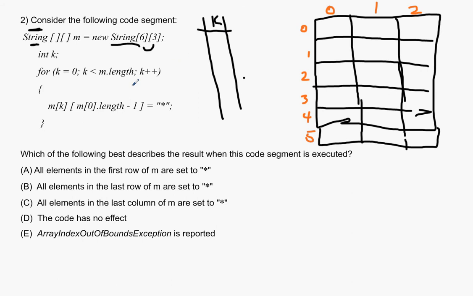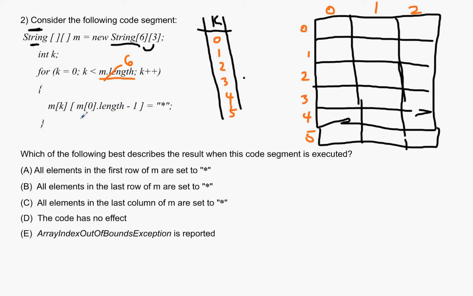Let's see if I remember. M length. Oh, that's the number of rows. So M length in this problem is going to be the number of rows. The indexes are 0 through 5, but we're going to number them 1, 2, 3, 4, 5, so this is just going to be 6. So K starts at 0 and goes to 1, 2, 3, 4, and then 5. Oh no, wait, K is less than 6, so it's going to stop there at 5.